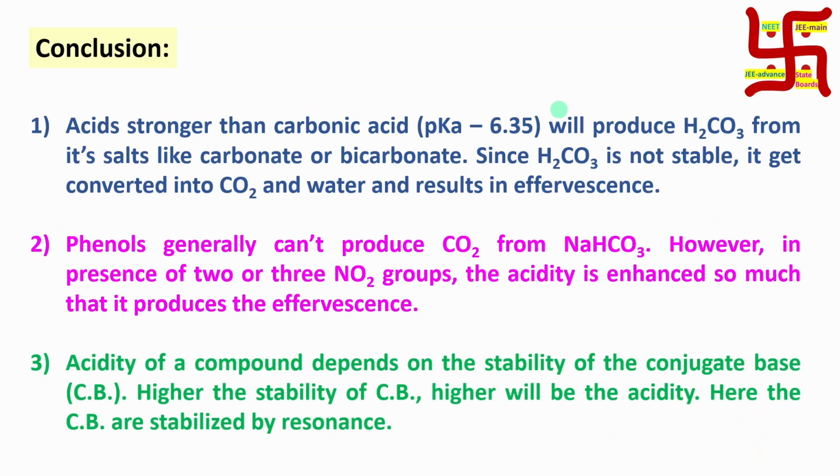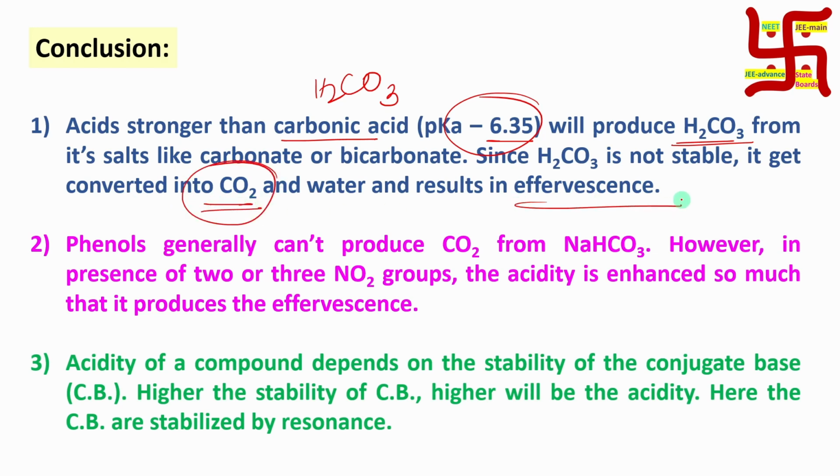Okay, so now in conclusion, what you have learned: acids stronger than carbonic acid, where carbonic acid means H2CO3, pK is 6.35, will produce carbonic acid from its salt like carbonate or bicarbonate. And since it is not stable, it gets converted to CO2 and water, and this CO2 shows effervescence. Next point, phenols generally can't produce CO2 from bicarbonate.